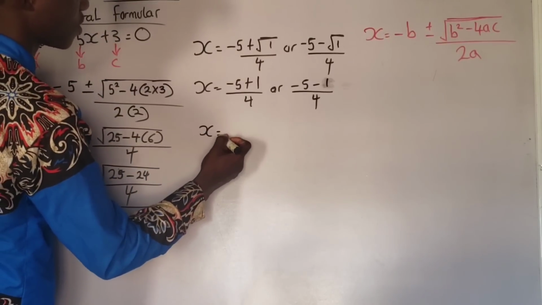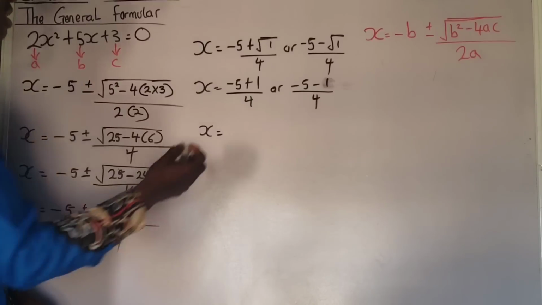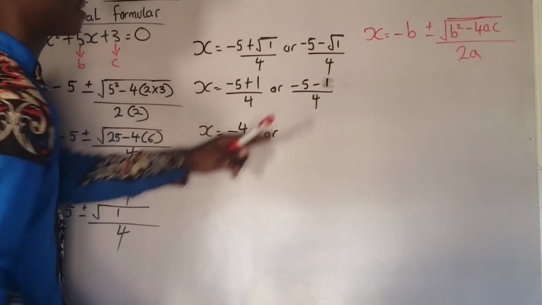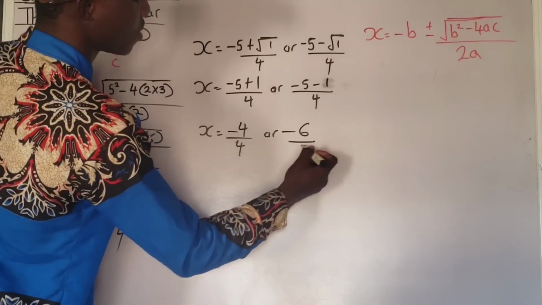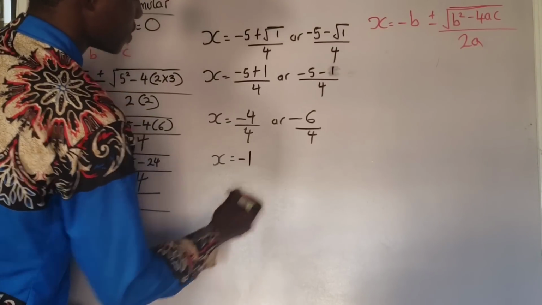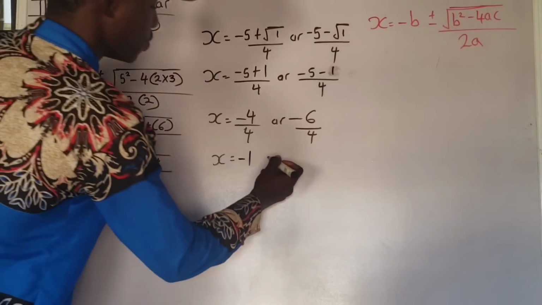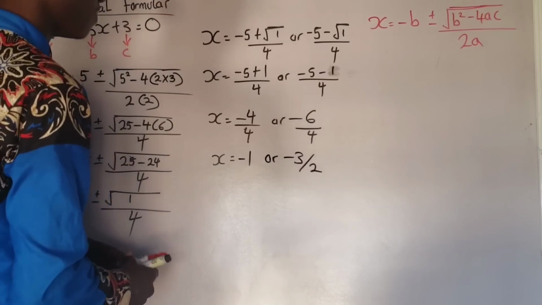So x equals minus 5 plus 1. What is the answer? Negative 4, negative 4 all over 4. And minus 5 minus 1 is minus 6, so I'm going to have minus 6 all over 4. So x is minus 1, and negative 6 divided by 4 is negative 3 over 2. That is the value of x.